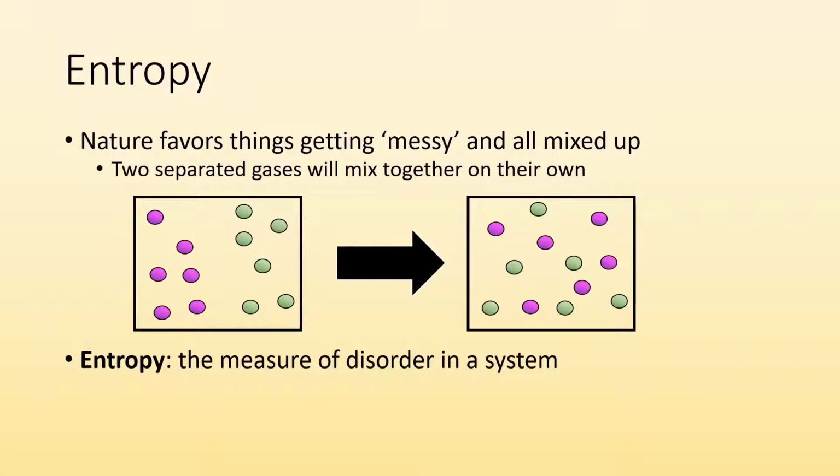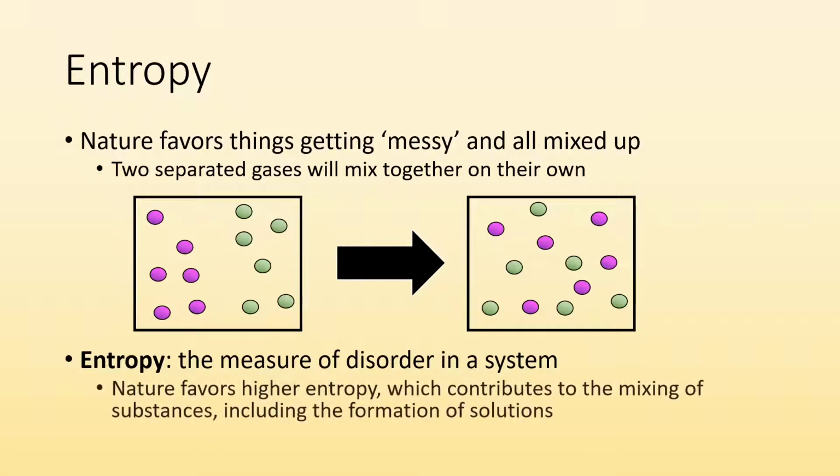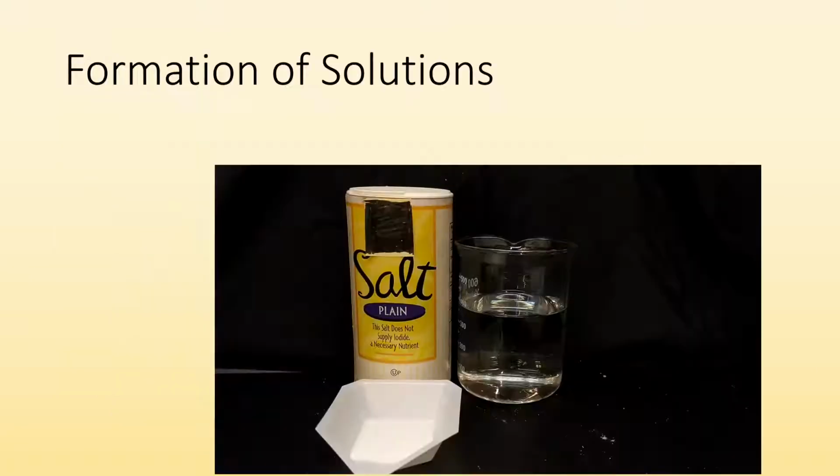So entropy is the measure of disorder in a system. Nature favors things with higher entropy. So if you take a look, the image on the right has higher entropy because it's all mixed up, whereas on the left, it's lower entropy, it's more organized. So when we're forming solutions, we're mixing things up, so nature favors them mixing.